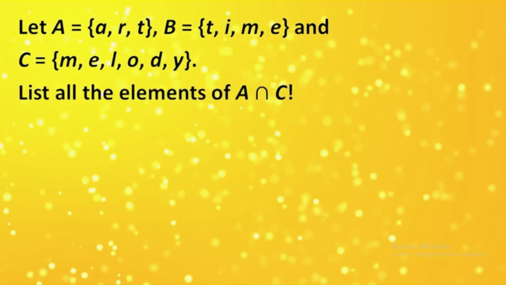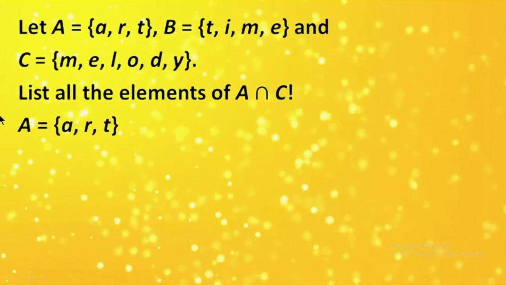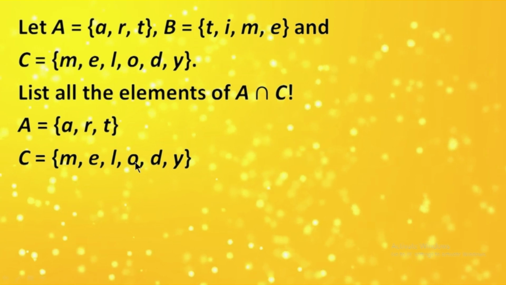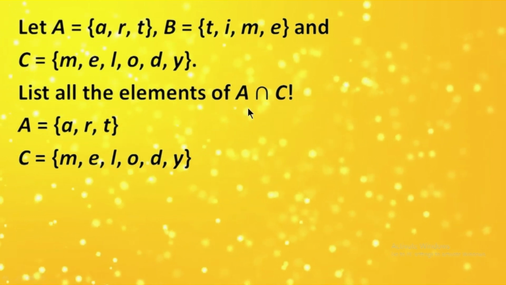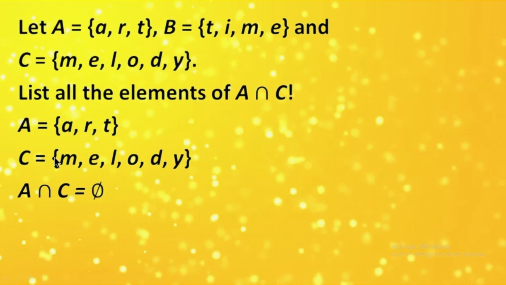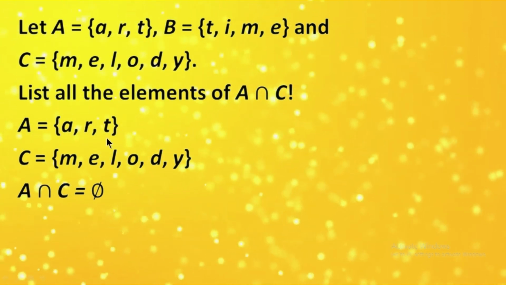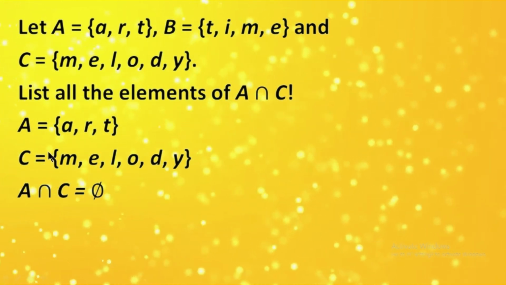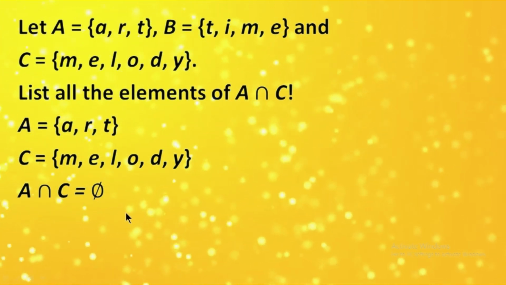Next, list all the elements of A intersection C. This is the elements of A, ART, and this is the elements of C, MELODY. So the elements of A intersection C are the common elements between A and C. There is no such common element. As you can see, ART, there's no A or R or T in set C. So A intersection C equals the empty set.